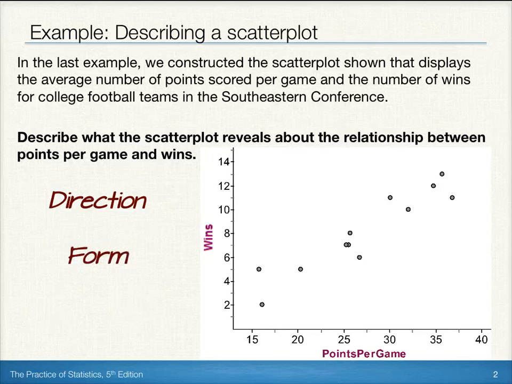Next, we want to talk about the form. That is, are the points making any sort of pattern within the scatter plot? Are they forming somewhat of a straight line? Does it look somewhat curved and nonlinear? We want to take the time to mention what that relationship looks like.